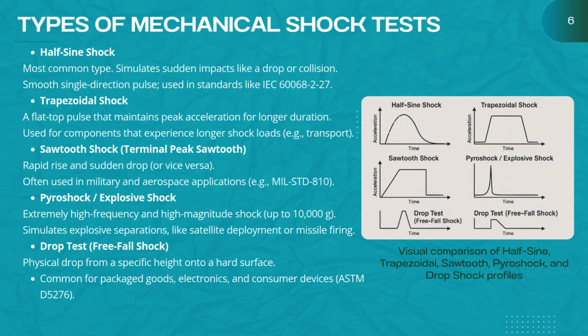Trapezoidal shock uses a flat top pulse and is useful when the shock lasts a bit longer, like during transport. Sawtooth shock has a sharp rise and drop and is mainly used in military and aerospace testing. Pyroshock or explosive shock simulates extremely intense events like explosions or missile launches.